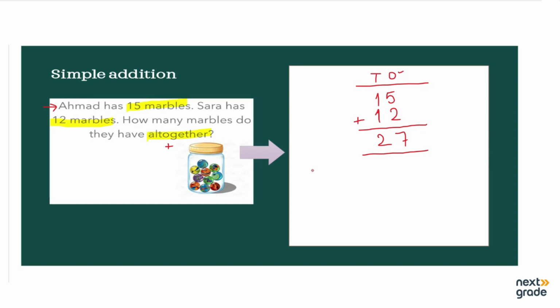Since it's a word problem, यानी आपका क्वेश्चन जो है वर्ड्स में गिवन है, then you're going to write the answer in words as well. You're going to write it over here as: there are 27 marbles all together. So this is how you will write the answer.